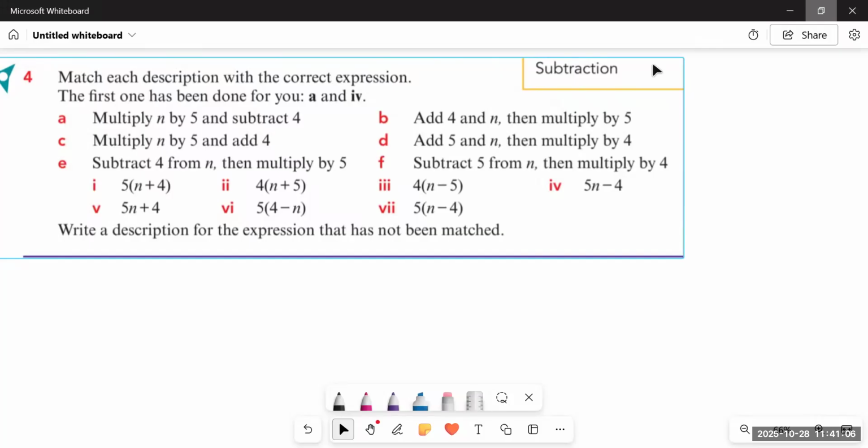Cambridge Lower Secondary Book 8. Today we are going to start with chapter number 2, Expressions, Formula and Equations. So you would have learned about it in grade 6 and 7, and now it's time to learn more about expressions, formula and equations.